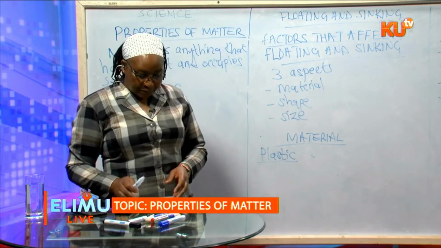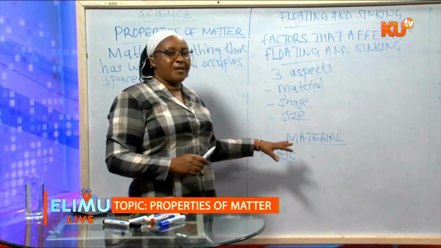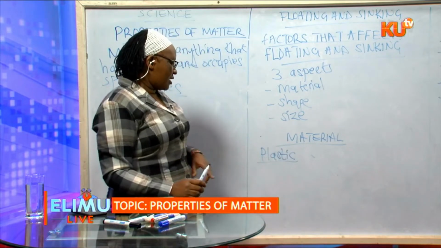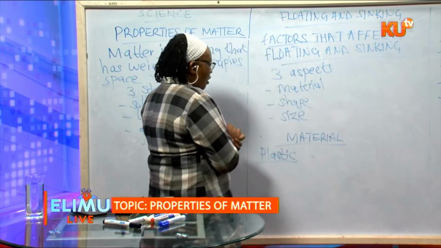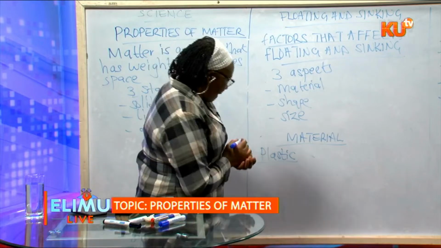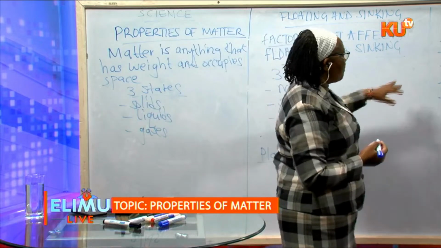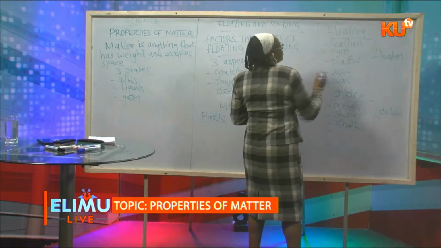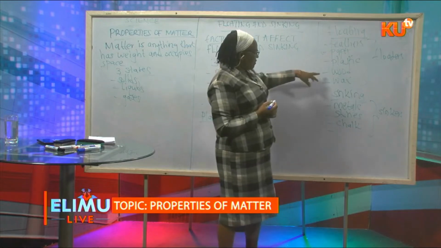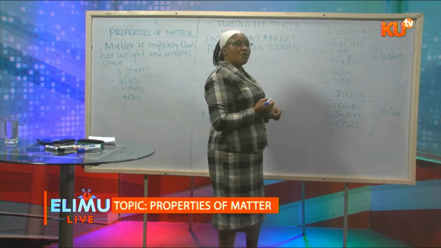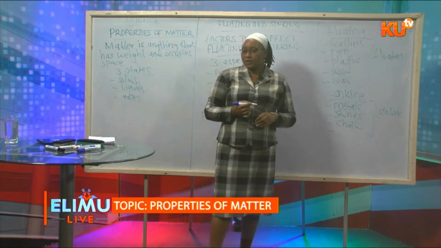So you find that one of the aspects which is investigated in floating and sinking is plastic. So you find that all materials made of plastic will float. All materials which are made of paper will float. All materials which are made of wood will float. All materials which are made of wax will float.